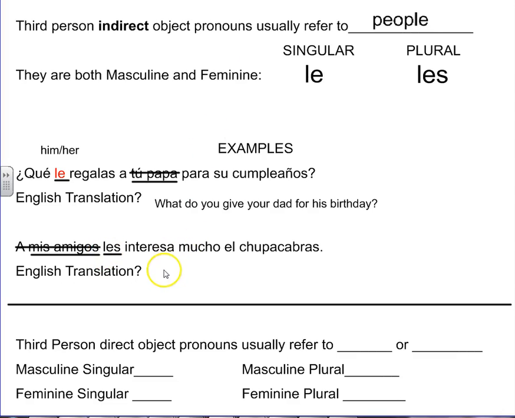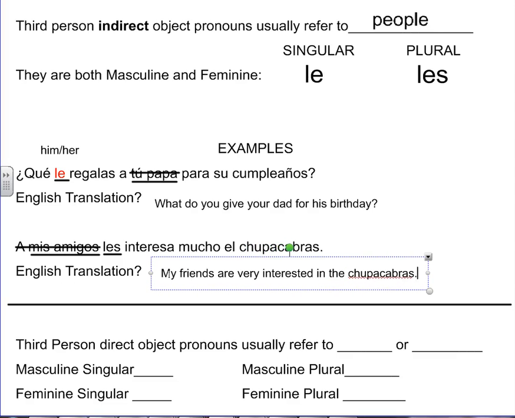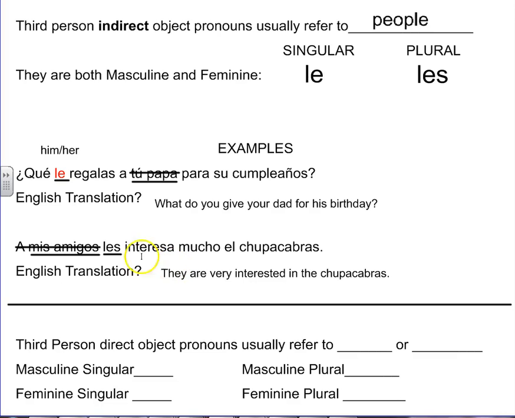What does it mean in Inglés? Okay, let's write it down right here. My friends are very interested in the chupacabras. Muy bien. So if I took out the words my friends, you could just basically write they are very interested in the chupacabras. It's another way of saying they or them. Cool? More than one person. This is him or her, and this is they or them. Okay, as far as more than one person.